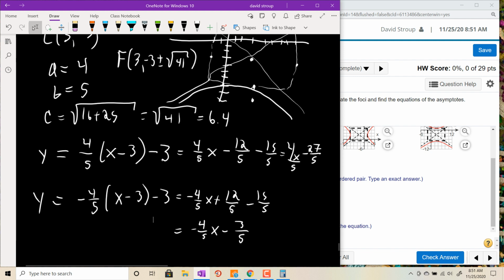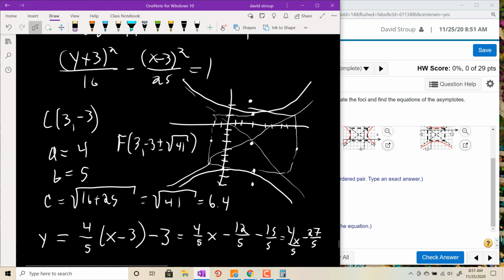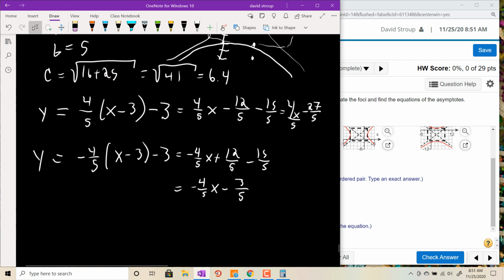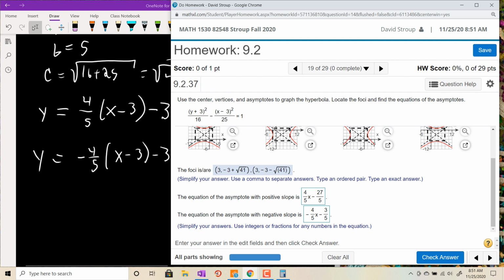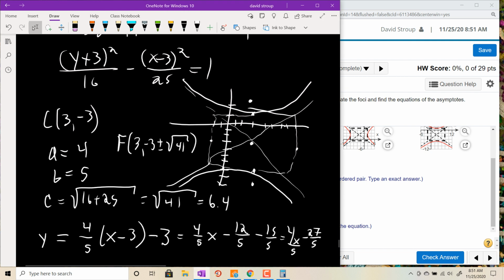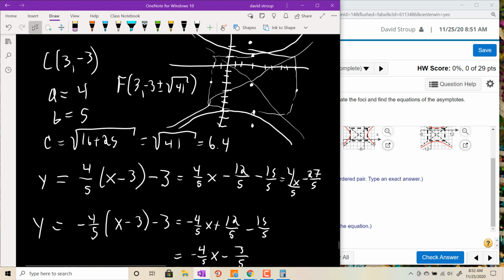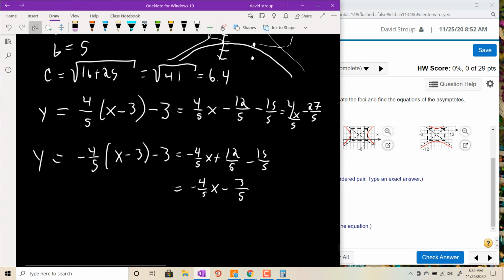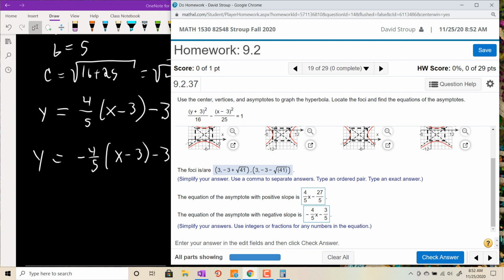Just one second, let me look back here and see what I did. Minus 3/5 x minus 12 minus 15 minus 27. 4/5 x plus 12/5 minus 15/5 is minus 3/5 and 4/5 x. I did a over b, right? Go up a and then right by b. It's not being happy about it. I got 27/5 and 3/5.